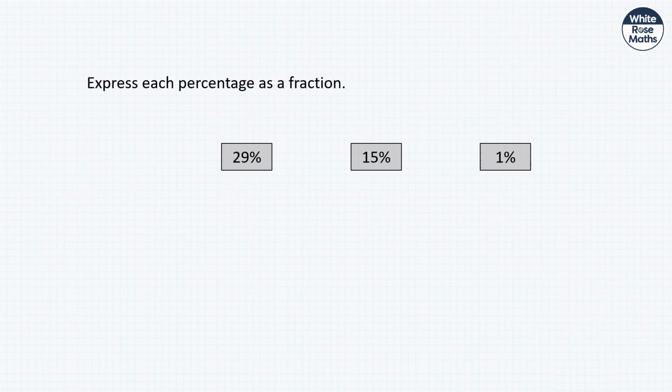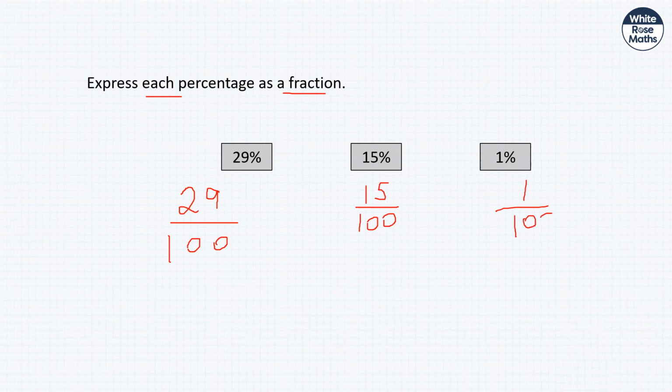This next part: express each percentage as a fraction. Percentage means out of 100, so that's going to be 29 hundredths. That's going to equal 15 hundredths. The word percent means per 100, and 1% is 1 hundredth. Now this one does actually simplify, so I can divide top and bottom by 5, and I get 3/20ths.